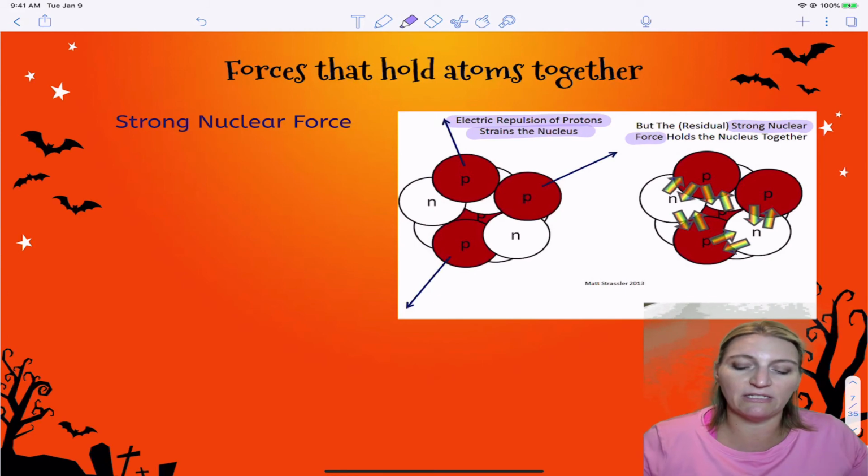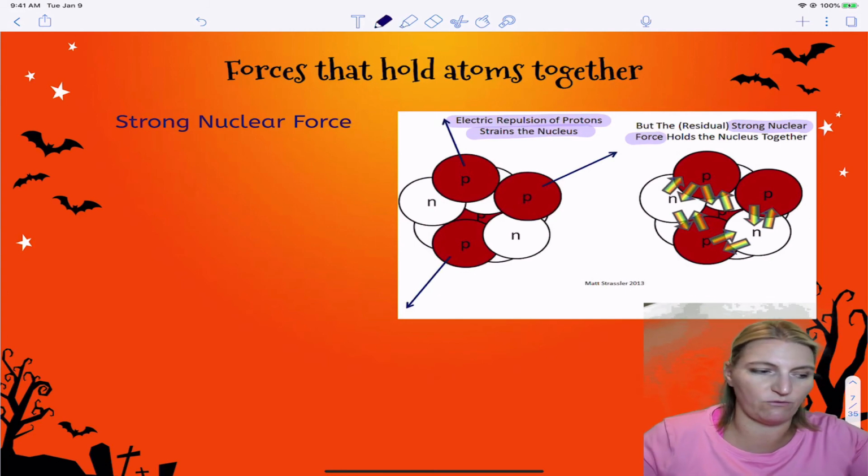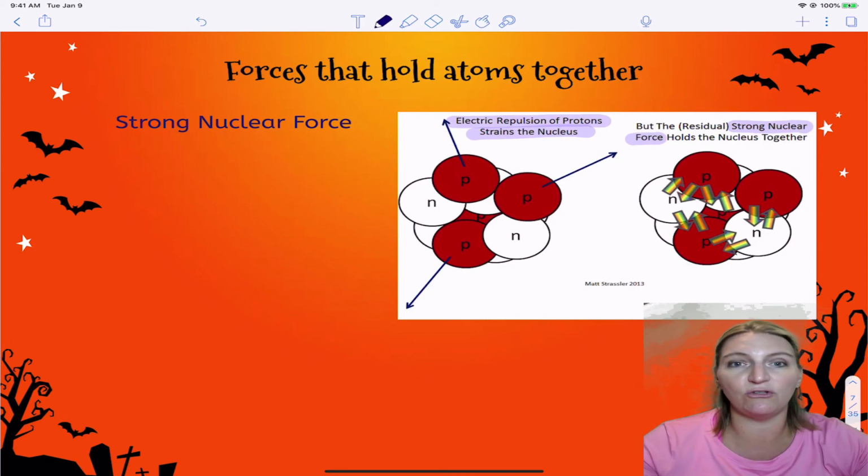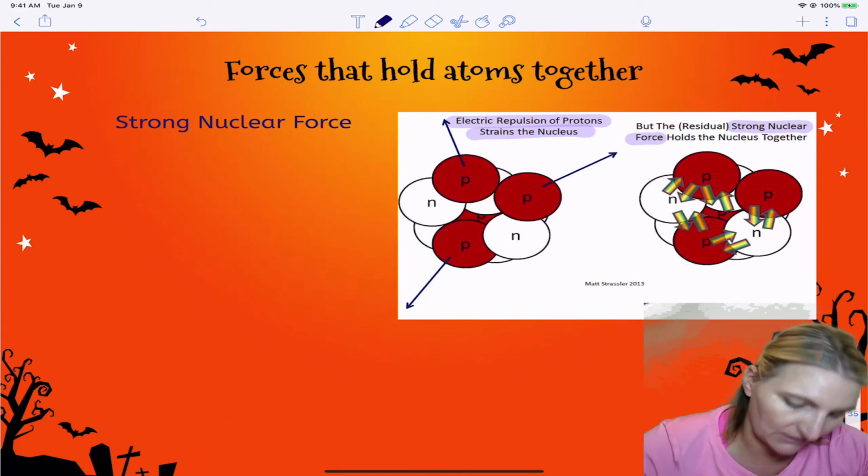So let's write down a definition for the strong nuclear force. It is the force that holds protons and neutrons together in the nucleus, and it only holds those particles together over small or short distances.